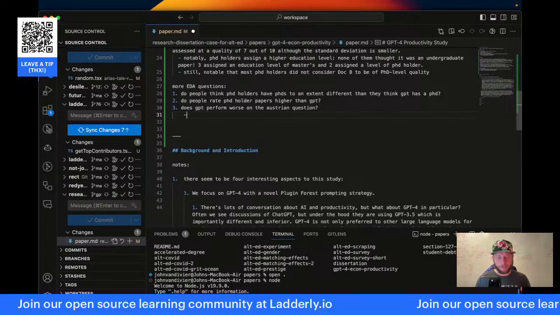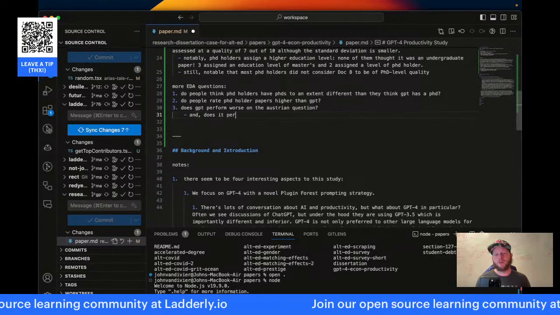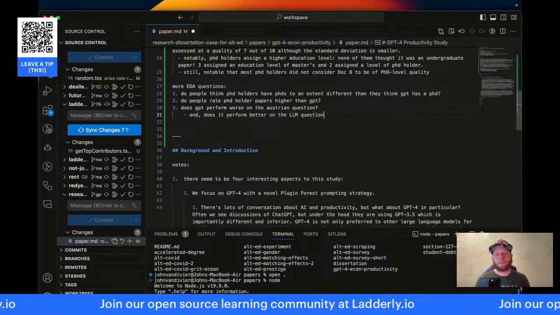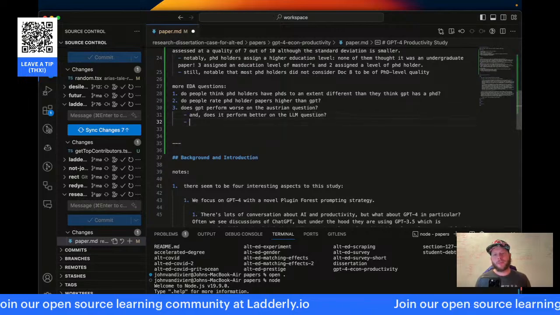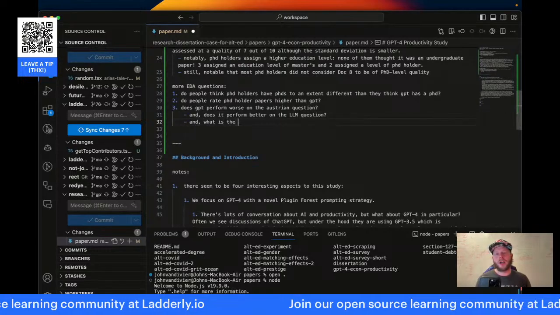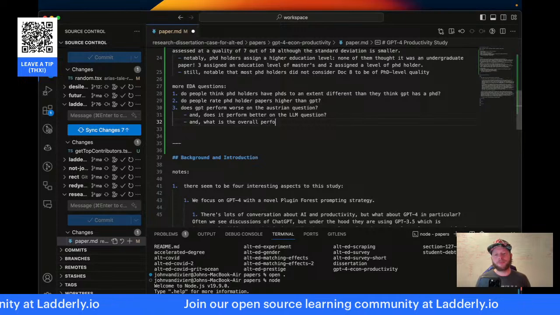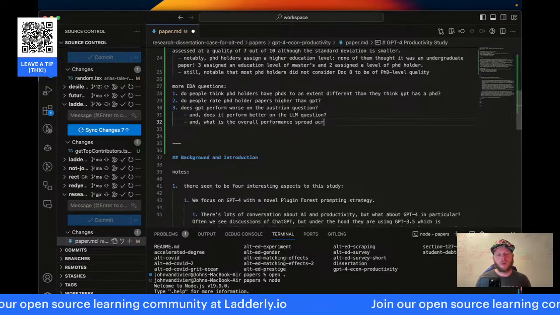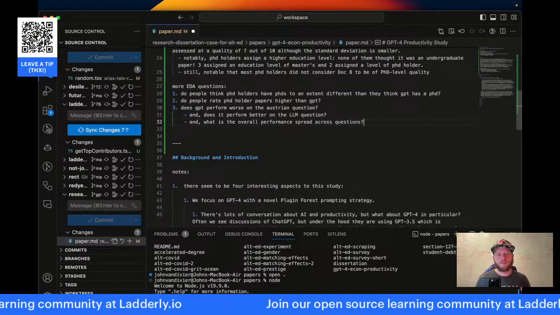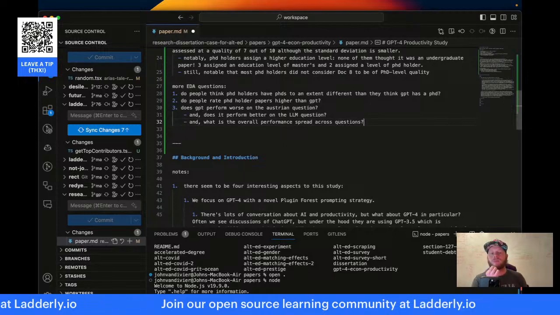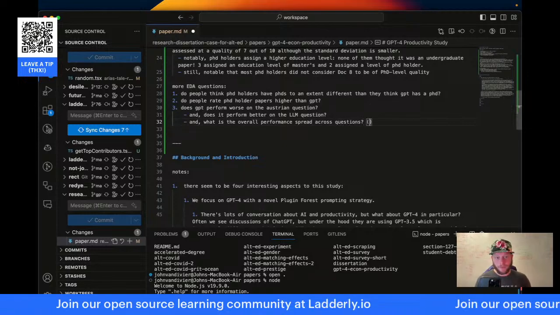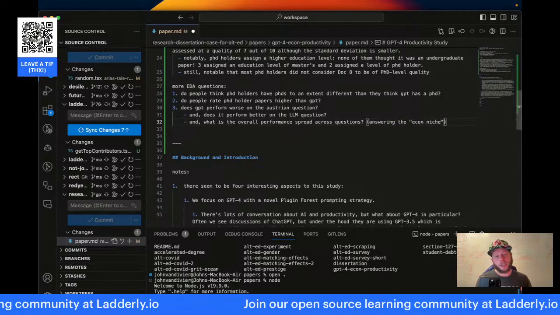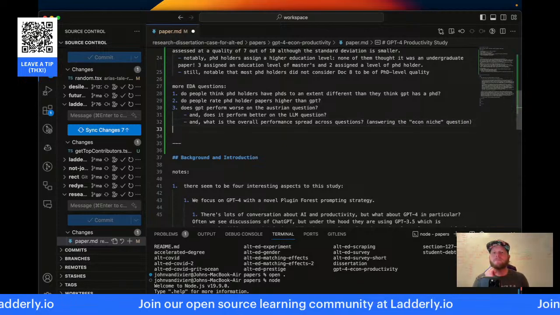One, two, three, four. And does it perform better on the LLM question? And what is the overall performance spread across questions? Answering the Econ niche question. Okay.